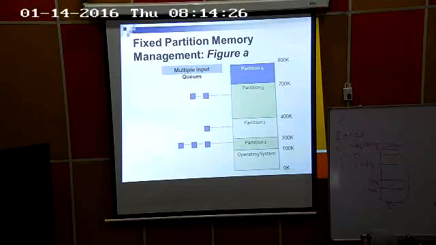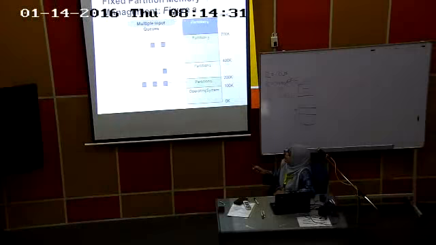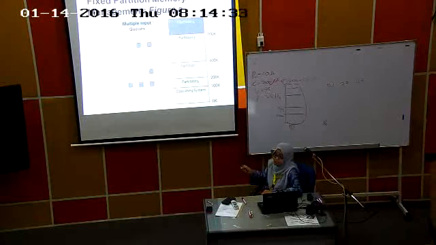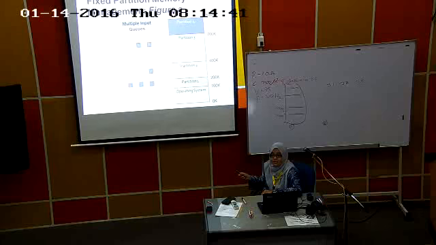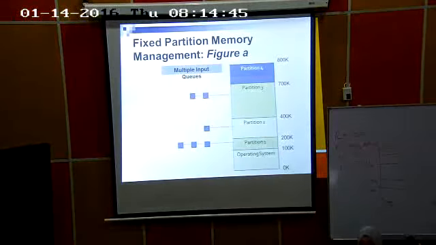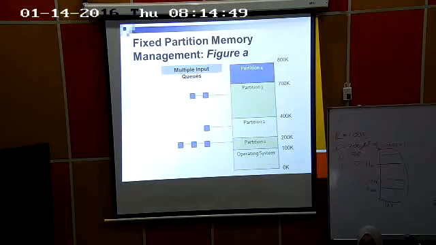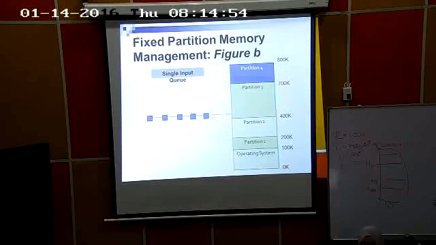These are examples of jobs. Job 1, job 2, job 3, multiple inputs. Why is it multiple? Because remember that your computer can do multi-programming and multitasking. So it's going to be more than one task or one job at the same time.